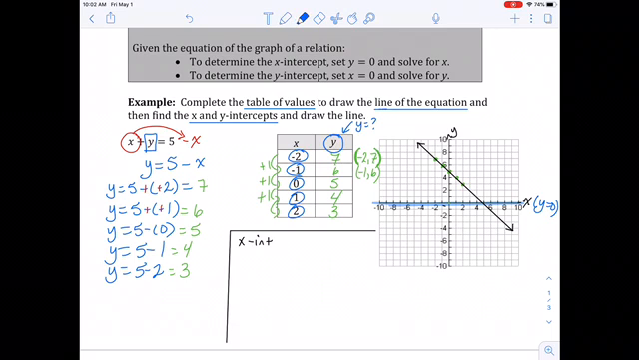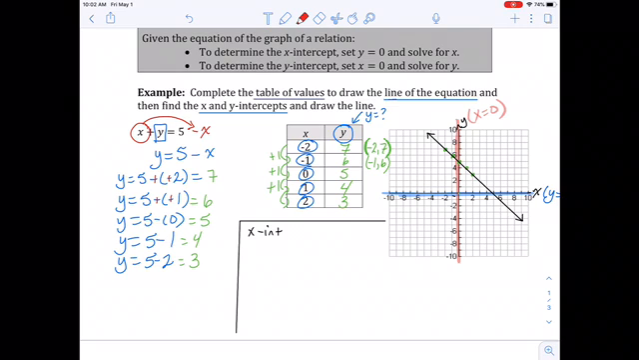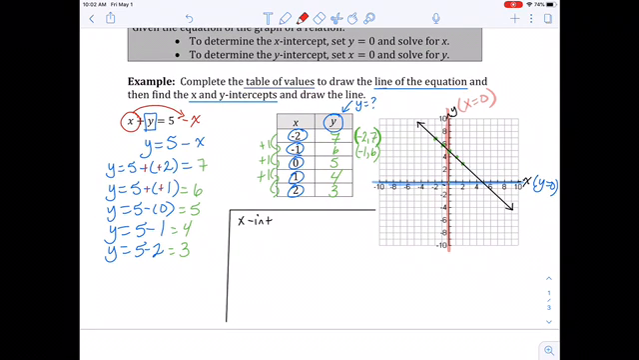And when I'm on the y-axis, my x value is 0 because I haven't moved left or right. I've only moved up or down on the y-axis, right? So my x value on the y-axis is equal to 0. So if I want to find my x-intercept, the interesting thing about that is I know that y equals 0. So we just know that.